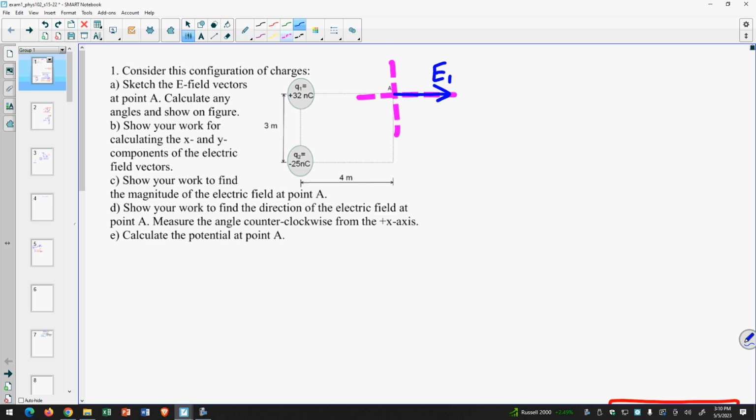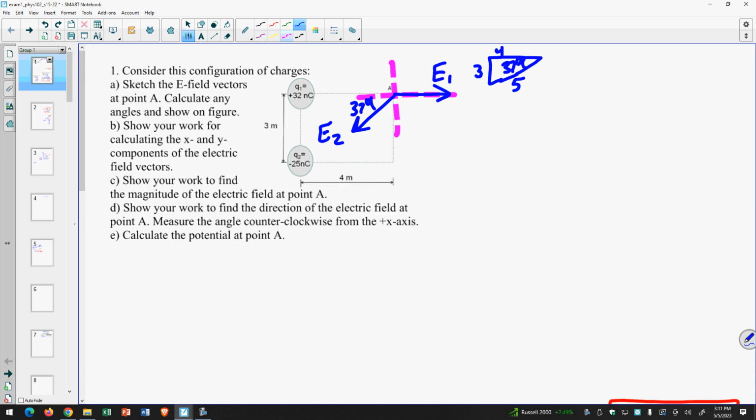And then due to Q2, it will feel an attractive force. So that is E2. Then I also need to know this angle. I can look at my triangle right here. This is 3, this is 4, this is 5. This angle right here is 37 degrees. You can use your tan function to find that. Inverse tan of 3/4, opposite over adjacent. So that angle is 37 degrees.